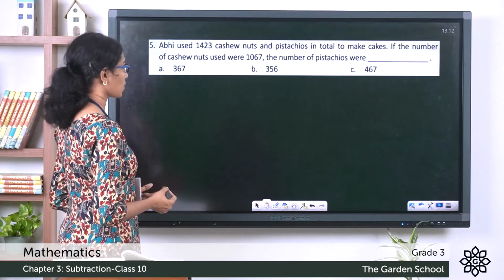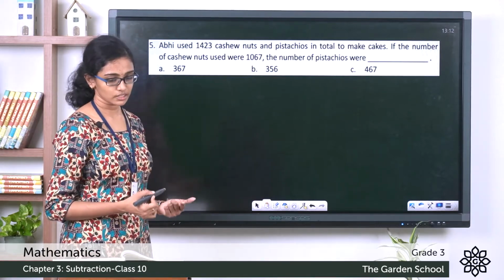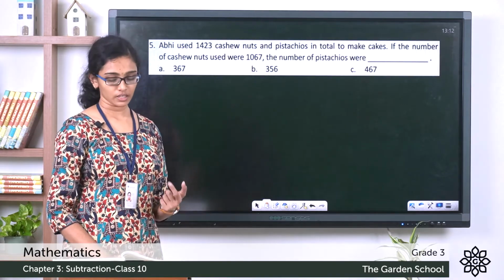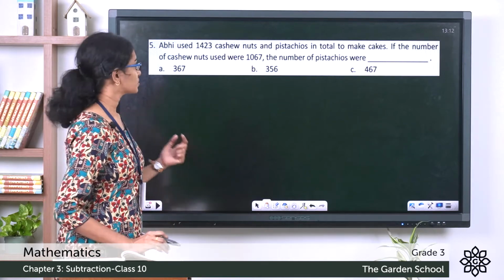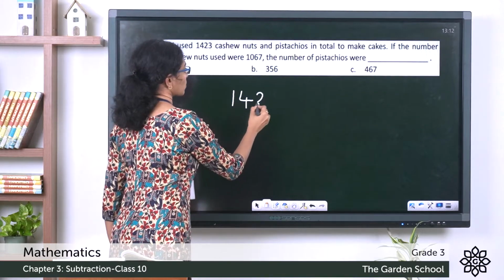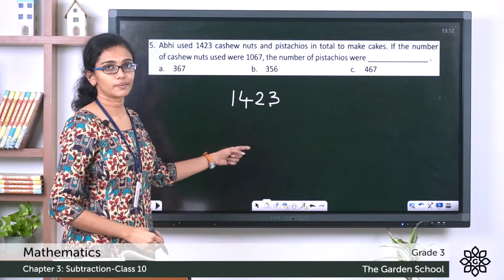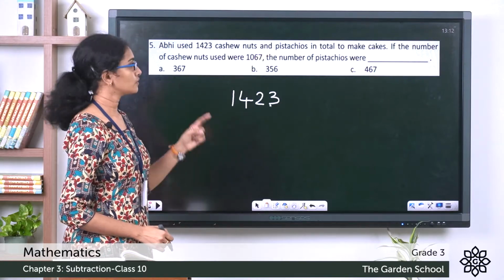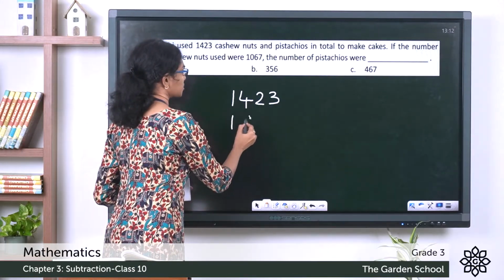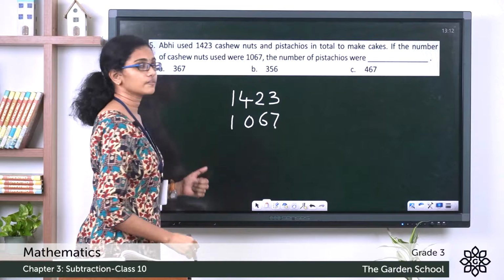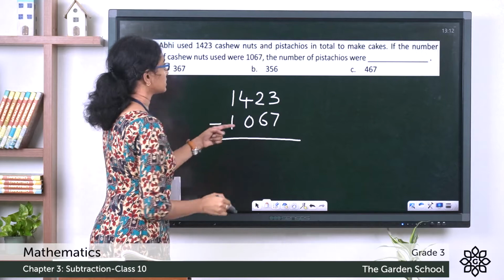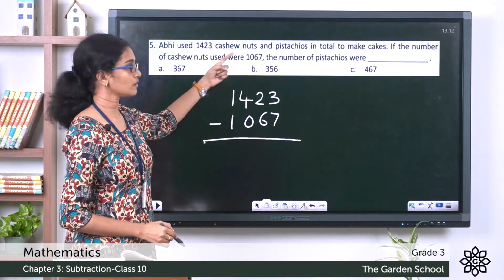Abhi used 1423 cashew nuts and pistachios in total to make cakes. If the number of cashew nuts used were 1067, the number of pistachios were. So he was making a cake and he used a total of how many nuts? 1423 nuts. That's the number of cashew nuts plus the number of pistachios. Now we are given the number of cashew nuts he used, which is equal to 1067. Now how do we find the number of pistachios from this? We have to subtract the number of cashew nuts from the total number of nuts used.